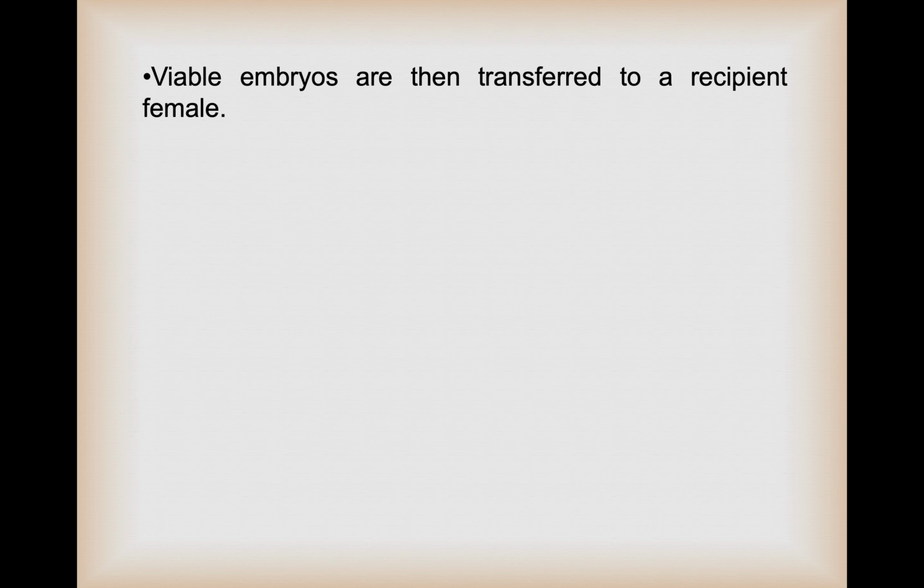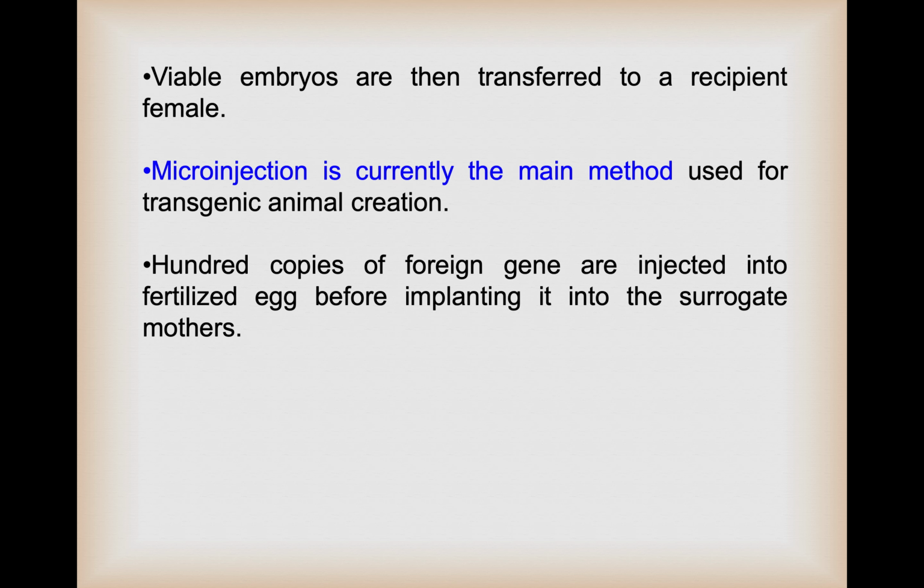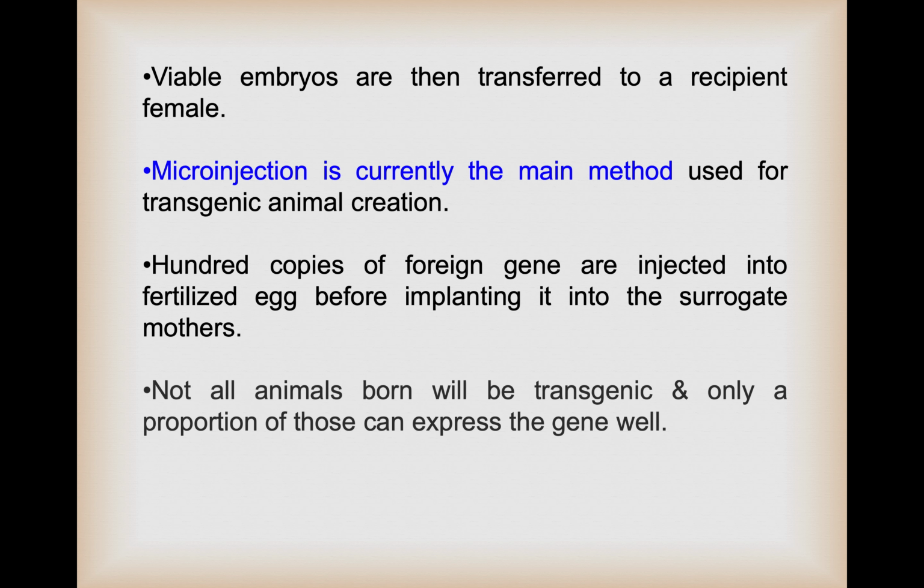Now, some of these valuable embryos are then transferred to a recipient female, provided that there is swelling, but swelling doesn't mean that the transgene will express. It just means a successful injection. And so far, like I said early on, it is one of the main methods to create a transgenic animal. With this method, 100 copies of a foreign gene could be injected before implantation into the surrogate mother.